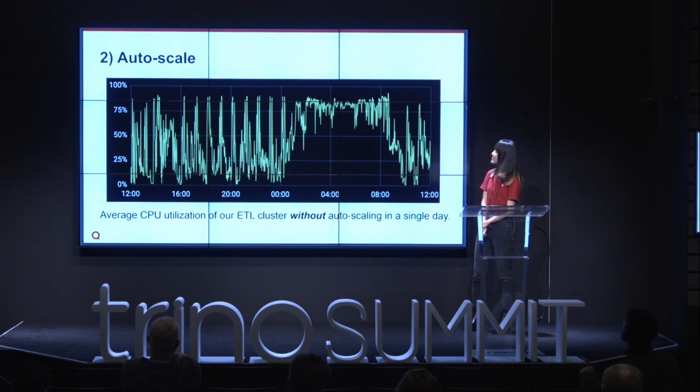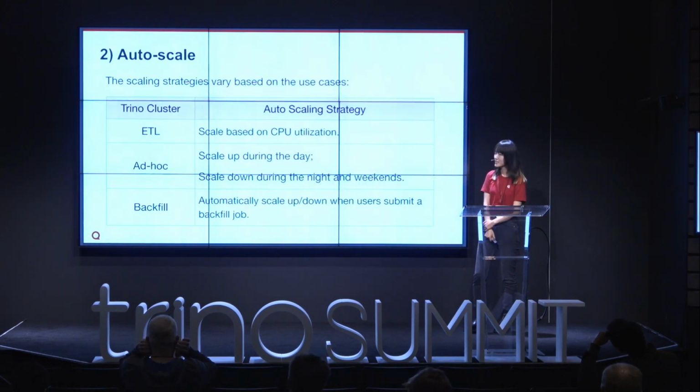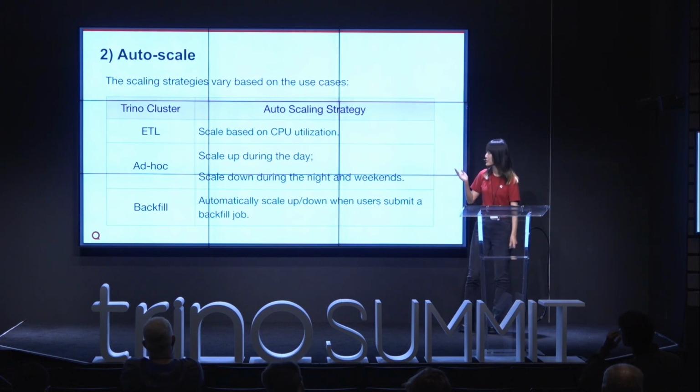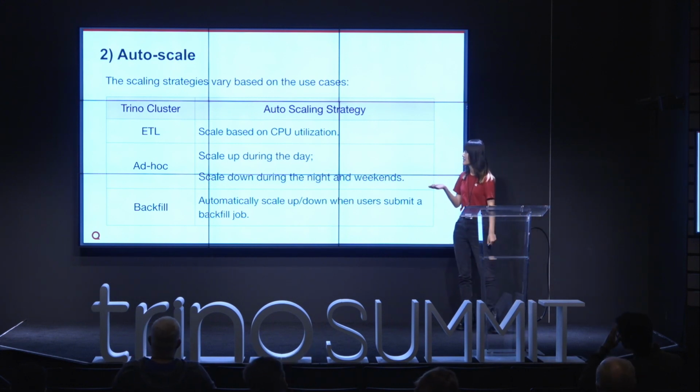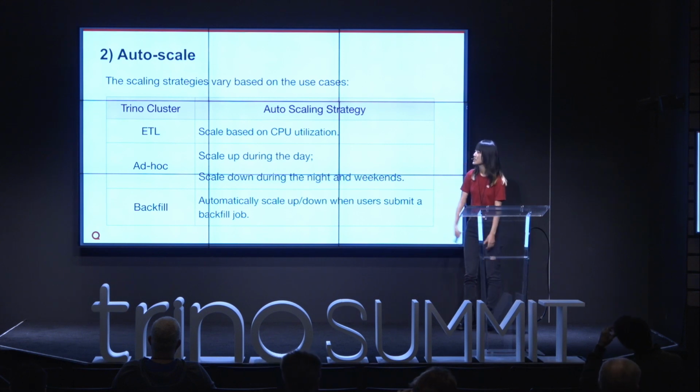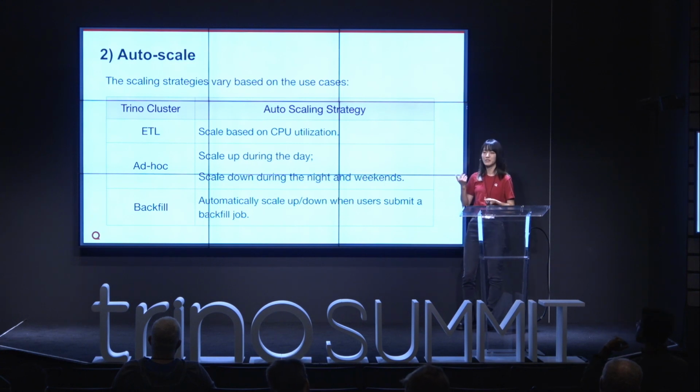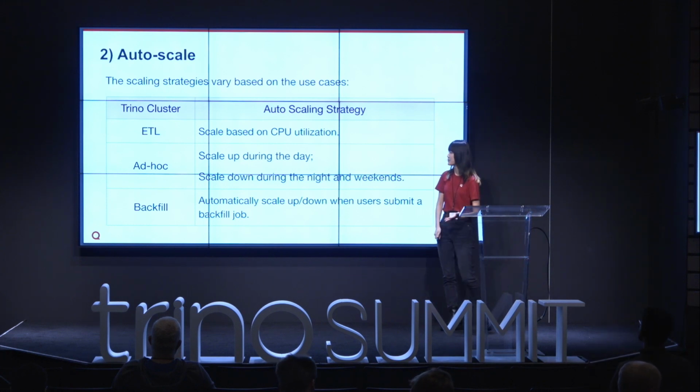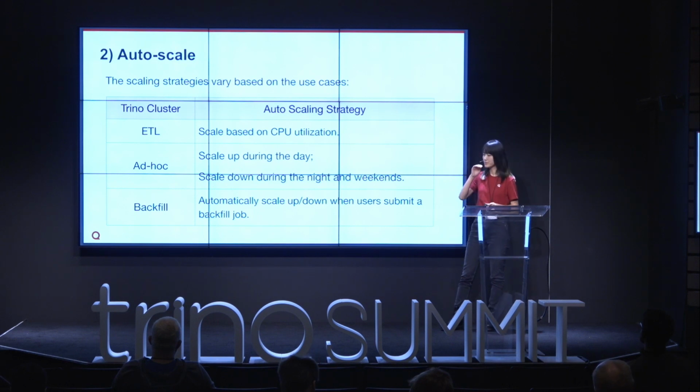So we started to autoscale our cluster. To be more specific, we use different autoscaling strategies based on different use cases. For example, for our ETL cluster, we scale based on the CPU utilization. If the CPU utilization goes up, we scale up. Otherwise, we scale down. For our ad hoc cluster, we scale up to some number of machines every day during the day, and scale down during the night and weekends. We assume people don't work, but maybe not.